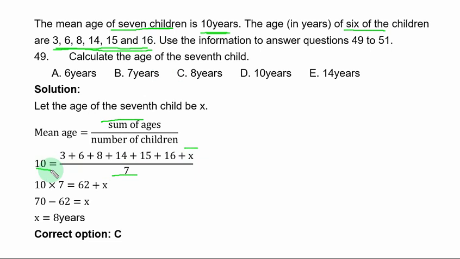Multiply through by 7 to clear the fraction, and also move the constant from the numerator. You have this result, and you have 70 minus 62 equal to S, and S is equal to 8 years. So the age of the 7th child is 8. The correct option is C.